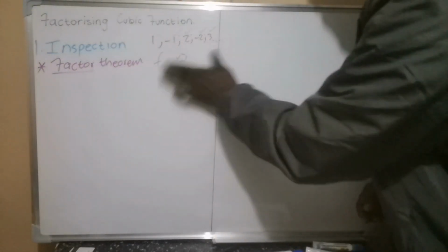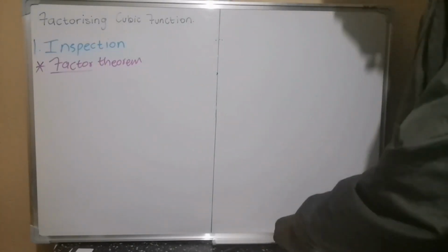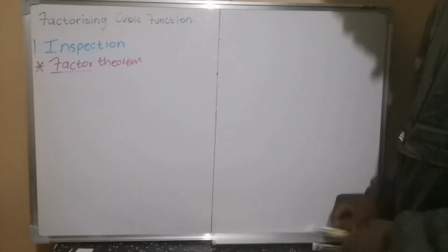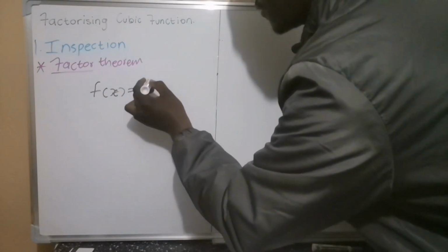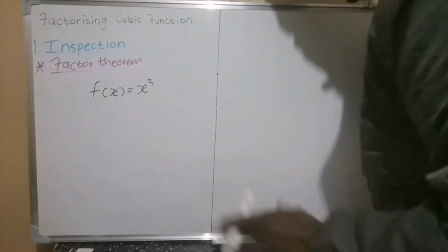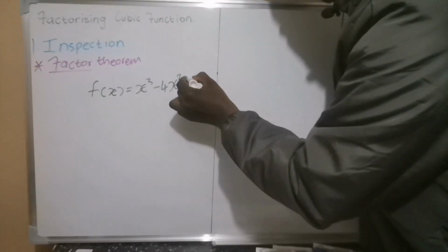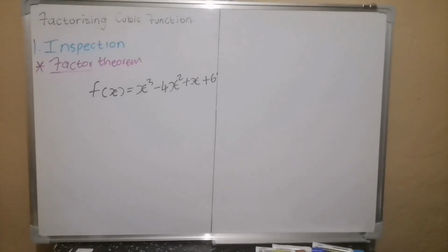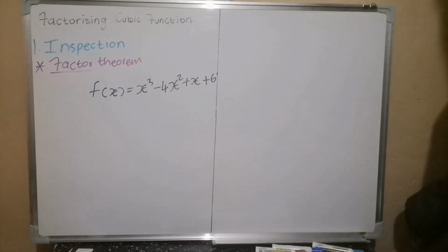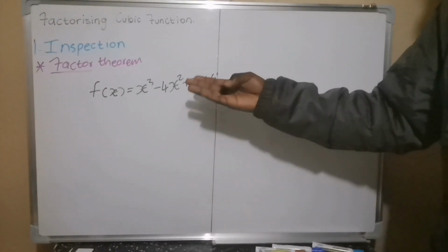Let us make an example, a typical example. If you have f of x equals x cubed minus 4x squared plus x plus 6. Here's a function. They will say find factors or find x-intercepts, basically. That will be the basic question. Could they find intercepts or draw the graph of this function? This is the basic question they love to ask.